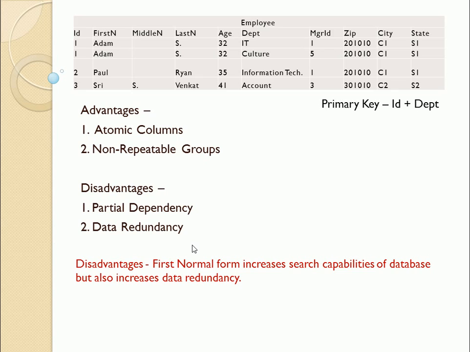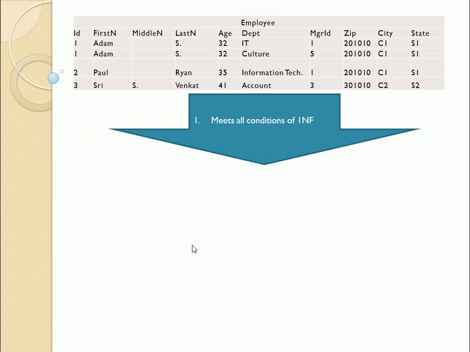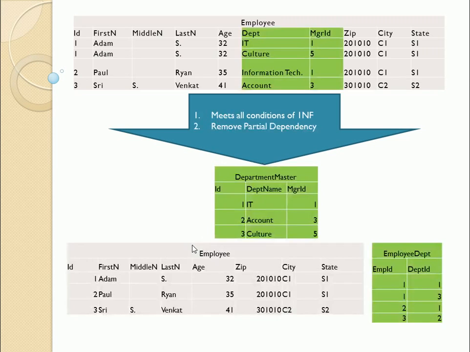So in a nutshell, we can say first normal form increases the search capability of the database, but it also increases data redundancy, and we are left with some partial dependencies. So in second normal form, all these things will be taken care of. For second normal form, the first thing is it should meet all the conditions of first normal form. The other thing is we have to remove all partial dependencies.